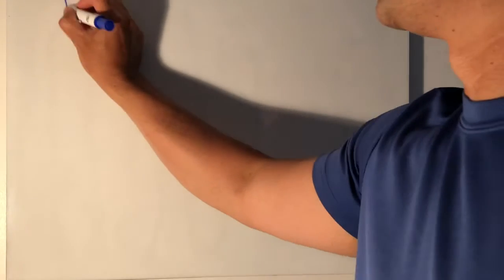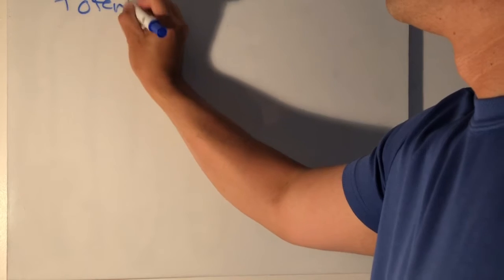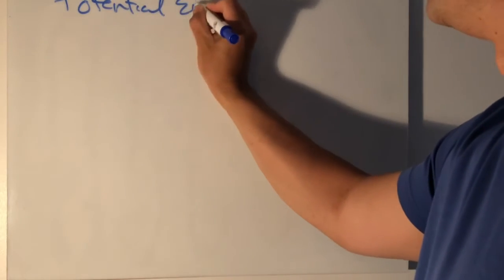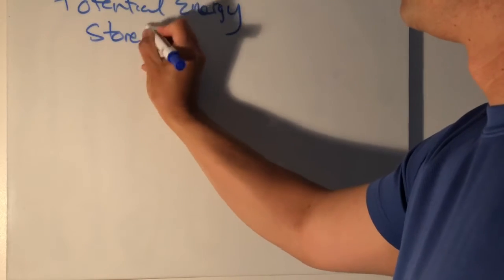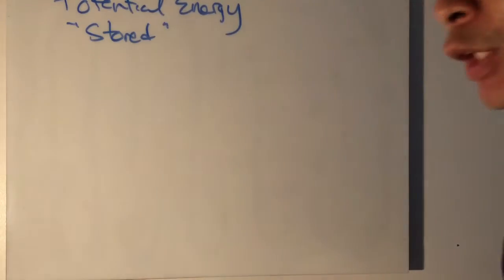All right, so today we're going to look at the second part of energy that we looked at yesterday. We started looking at kinetic energy. So today we're looking at potential energy. There are multiple types of potential energy. Potential energy just means stored up, right? Think of it as stored energy, stored up, ready to go.